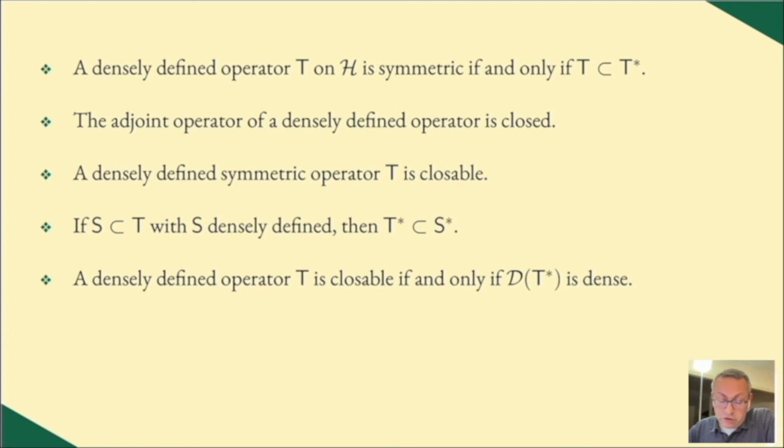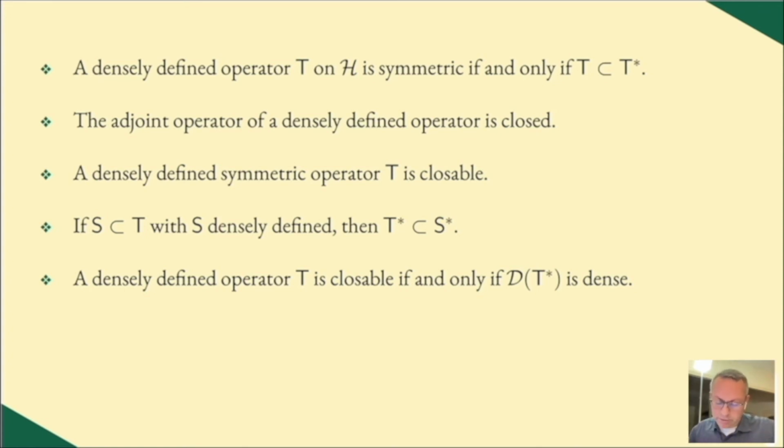From the very definition of the adjoint, it's not difficult to see that the adjoint of a densely defined operator is also a closed operator. This is very easy. It's related with the continuity of the inner product. And if you combine these two points here, we know that T star is an adjoint. If T is symmetric, densely defined, well, T star is just a closed extension of T. So it means that T is closable.